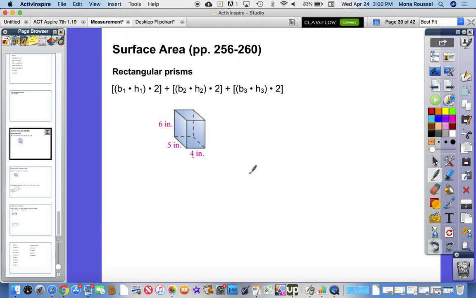This lesson is on surface area. We'll start with rectangular prisms. We have the formula where we have base times height, because that's the formula of area of a rectangle.